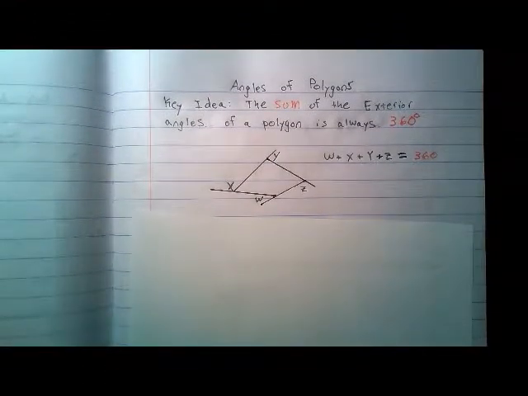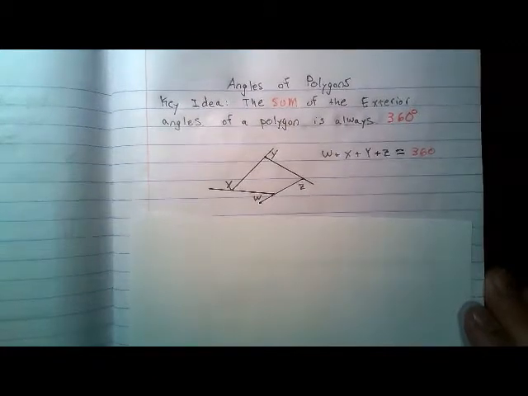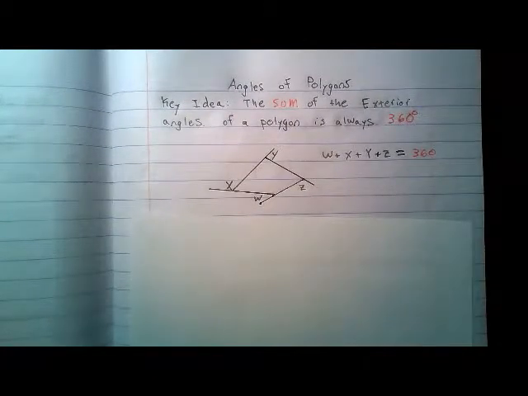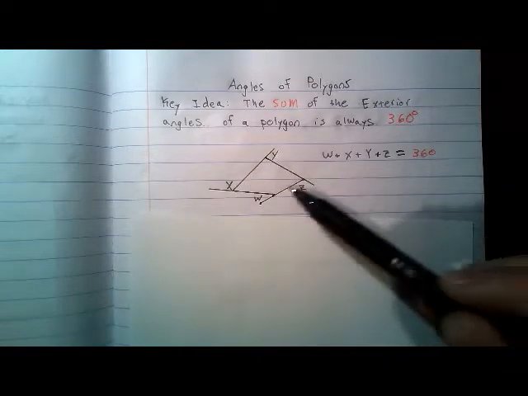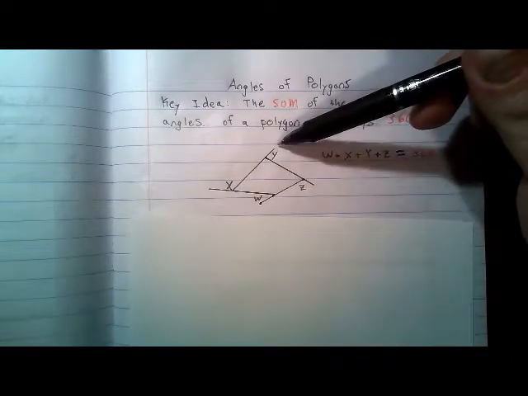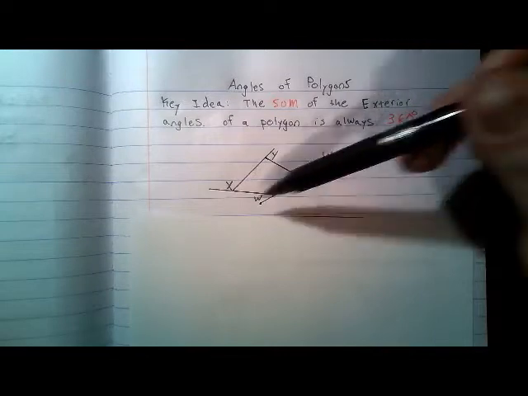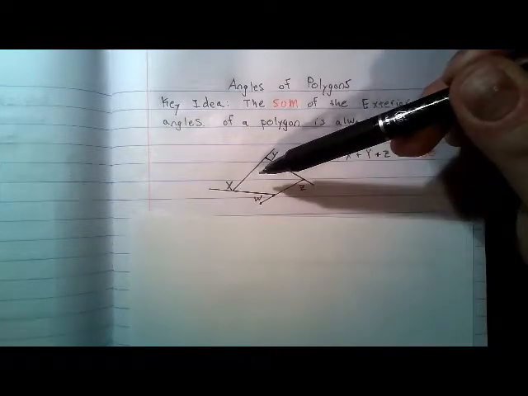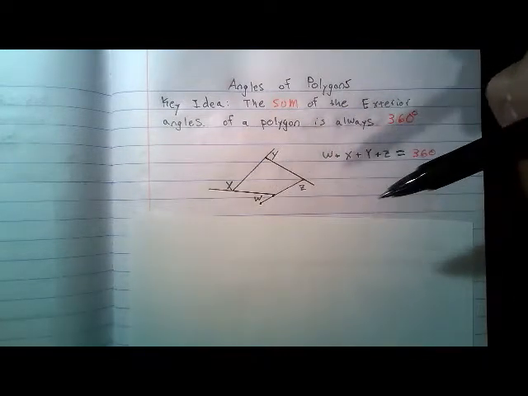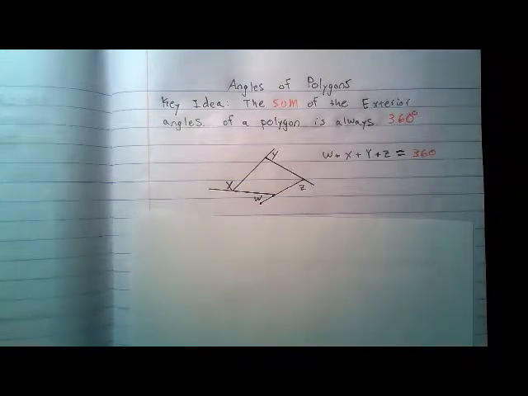Our next key idea for angles of polygons has to do with the exterior angles. So the exterior angles of a polygon always add up to 360 degrees. And it's one of my favorite activities from this whole unit when you actually draw out a figure and you take those external angles, like you're cutting out y, z, w, and x. You cut those out, and when you piece them together, they should make a circle.